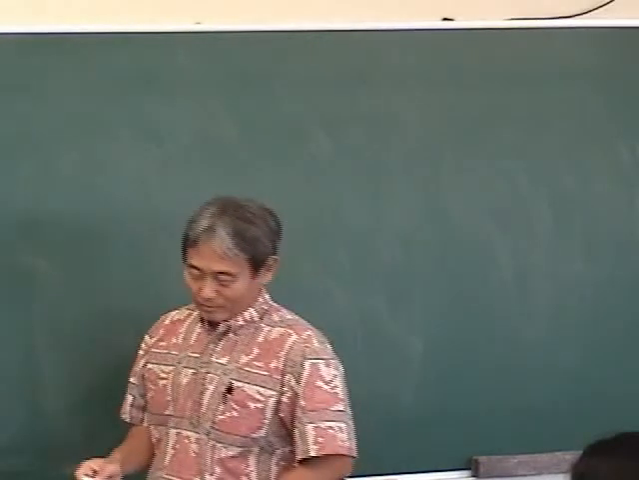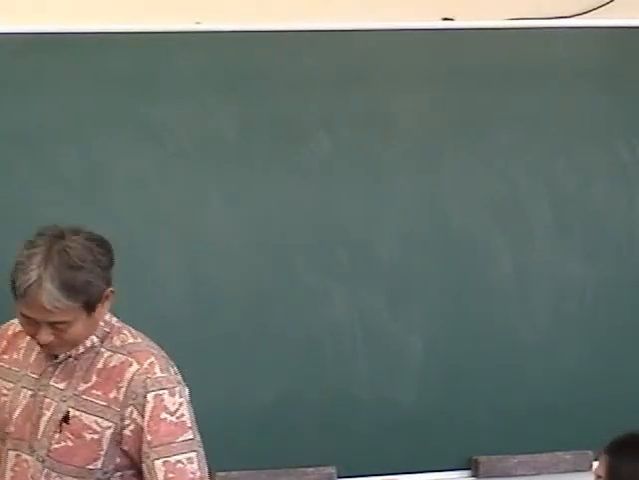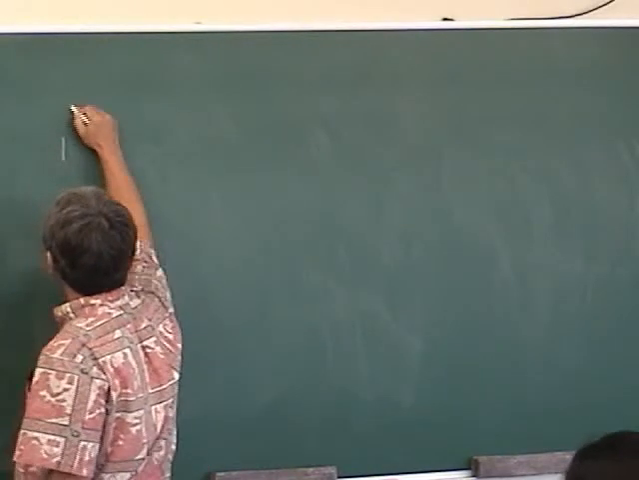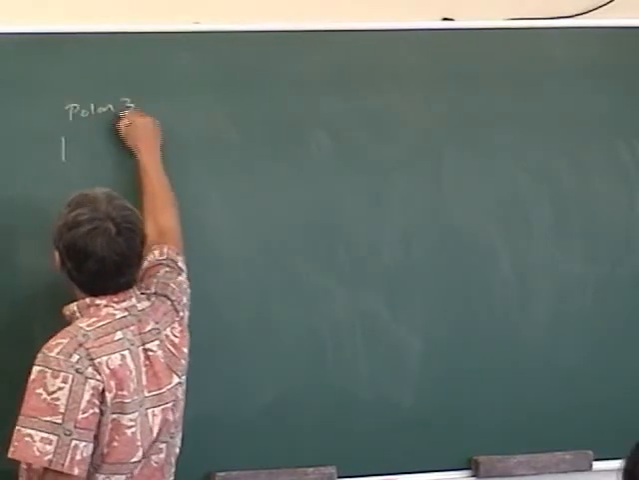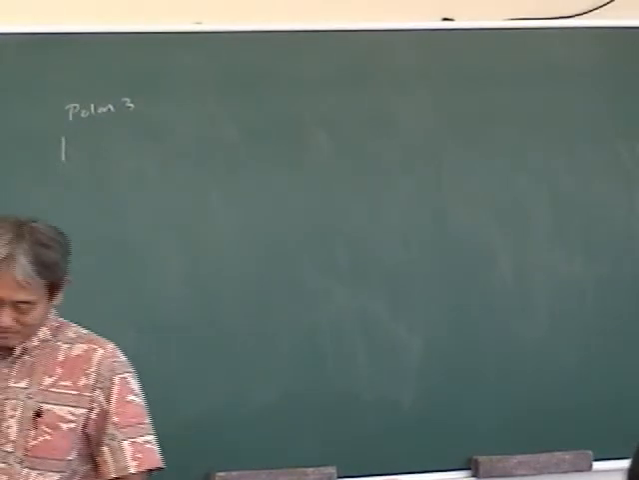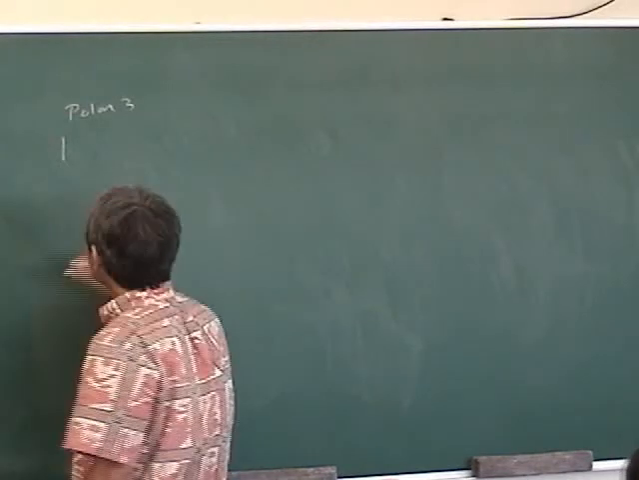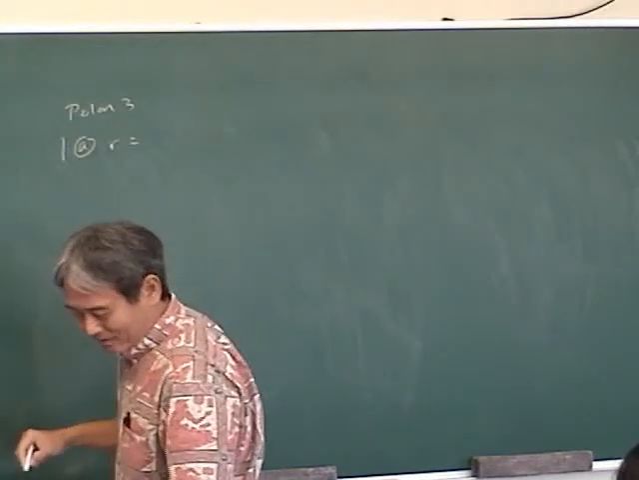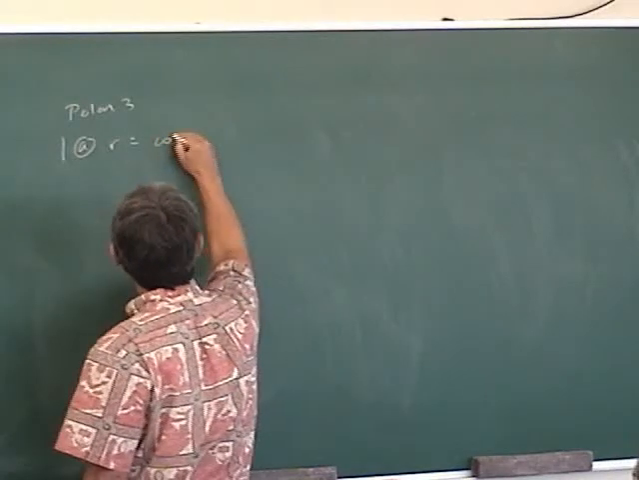So polar 3. Okay, who has polar 3 up? Okay, number 1, here, polar 3. You have to do B, I'm going to do A, and you don't have to do the other two. 1A, R equals, gosh, I forgot what it is, cosine squared theta.